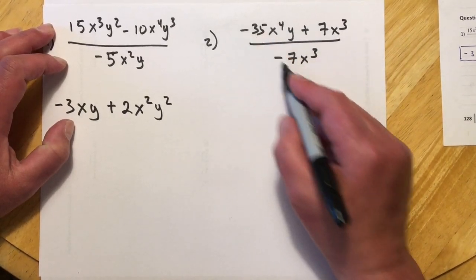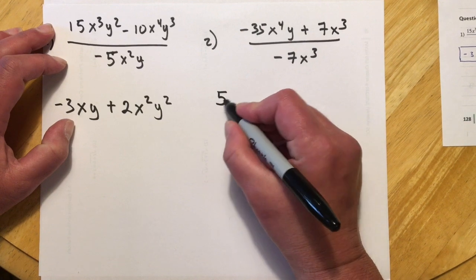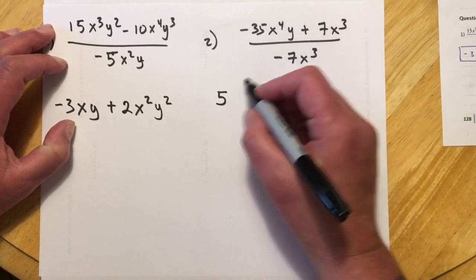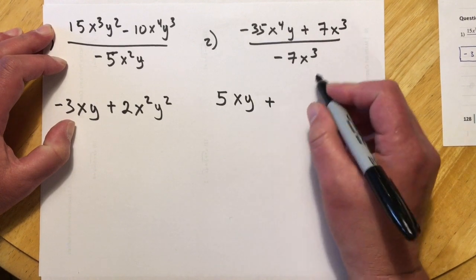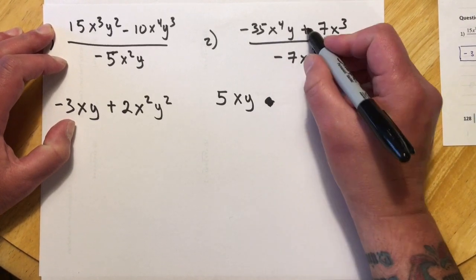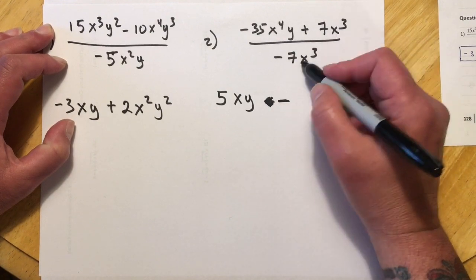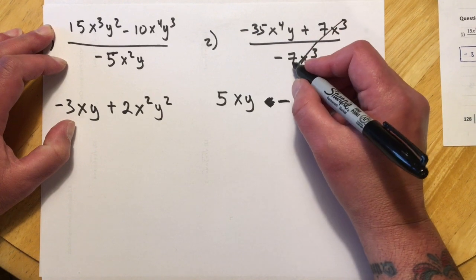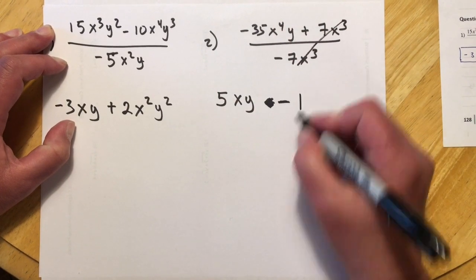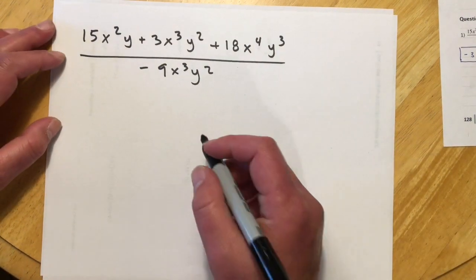For number 2, we got double negative to start, so 35 over 7 will be a positive 5. x to the fourth over x cubed, so that's going to be an x and then that y. And then here, whoops, don't mean the plus, plus and minus, so that should be a minus. And then these are identical, so they don't just disappear. Remember, 7 divided by 7 is really not nothing, it's really a 1. And then this is the third one.